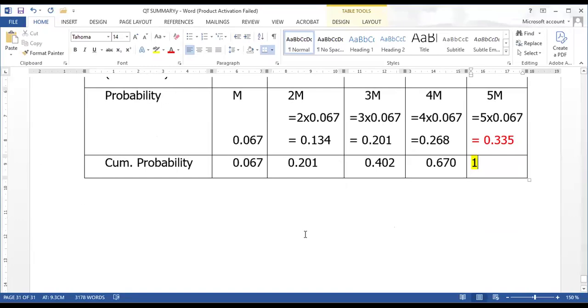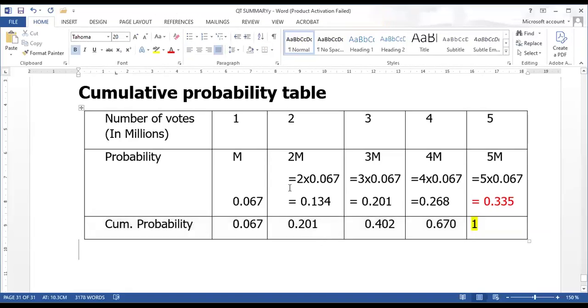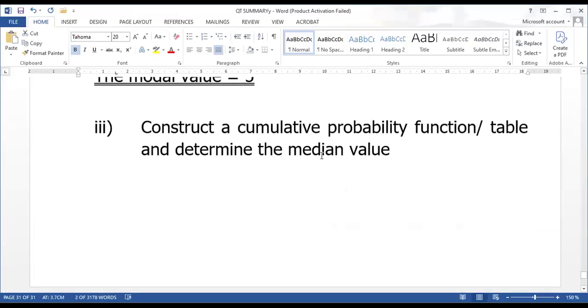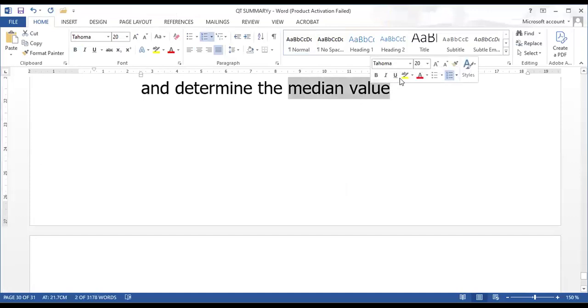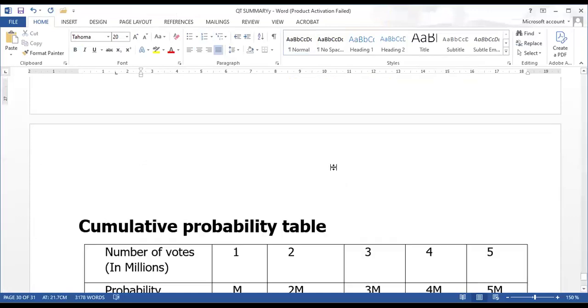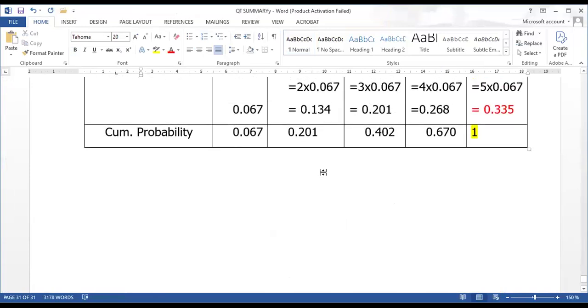If you are to round off to the whole number. Now, once you have your cumulative probabilities, this is your cumulative probability table. You're done. But the question is, what is the median value from your cumulative probability table? From our cumulative probability table, we can get the median.